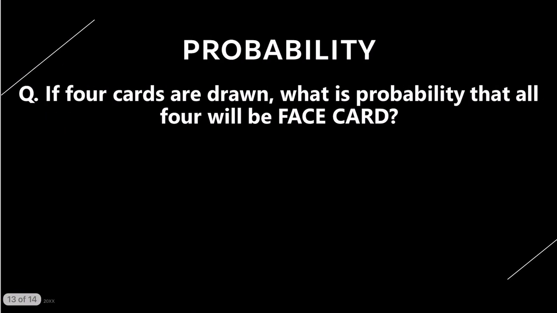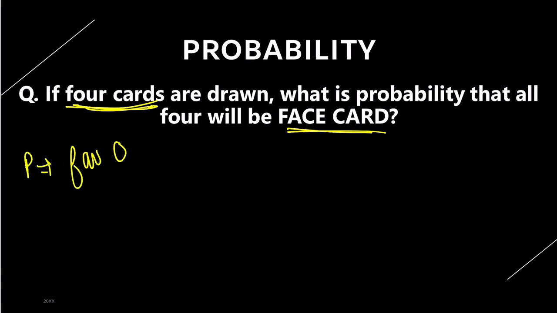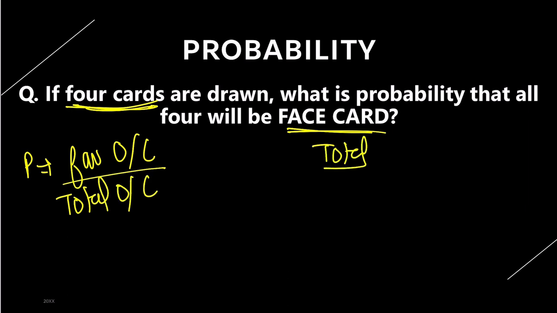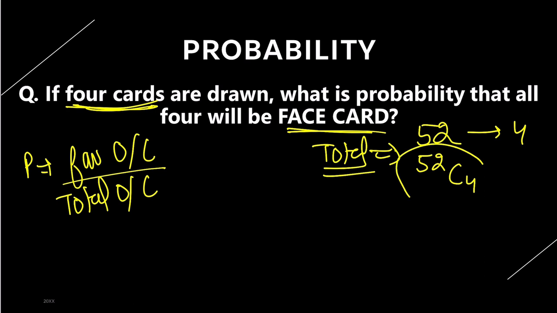And a similar question, just to make your concept clear. If four cards are drawn, what is the probability that they are face cards? Let's see. Probability is favorable outcome divided by the total outcome. Now, what is the total outcome? I am choosing out of 52 cards, any four cards. It need not be a face card. So the total outcome possible is 52C4, right?